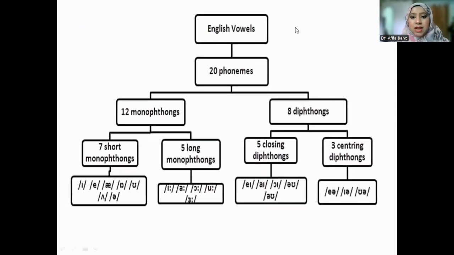Now we will see this chart altogether. In English vowels, we have 20 phonemes, in which 12 are pure vowels, which are called monophthongs, and 8 are diphthongs. Monophthongs have 7 short monophthongs like /ɪ/, /e/, /æ/, /ɒ/, /ʊ/, /ʌ/, /ə/. These are 7 short monophthongs, and 5 are long monophthongs or long vowels: /iː/, /ɑː/, /ɔː/, /uː/, /ɜː/ as in bird. The 8 diphthongs include 5 closing diphthongs: /eɪ/, /aɪ/, /ɔɪ/, /əʊ/, /aʊ/, and 3 centering diphthongs: /eə/, /ɪə/, /ʊə/. So this is it for today.